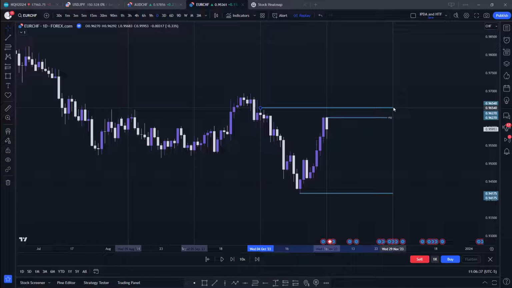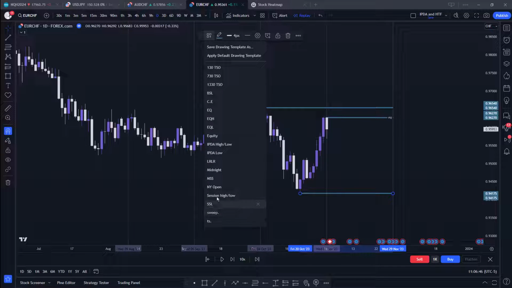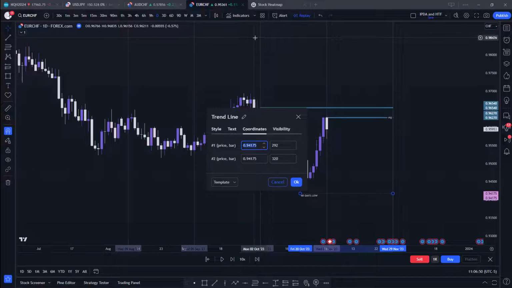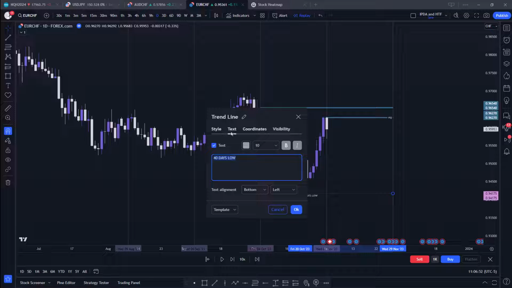So in other words, we have this. We have the highest point and the lowest point of the last 20 days. And we can then do that, and personally this is how I like labeling it.